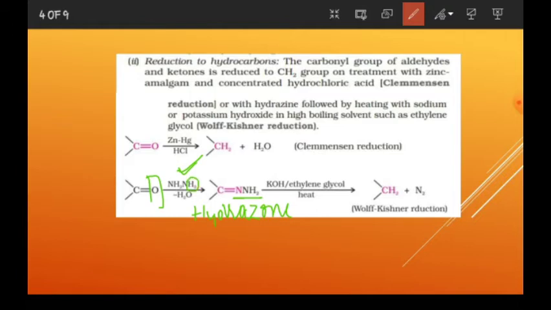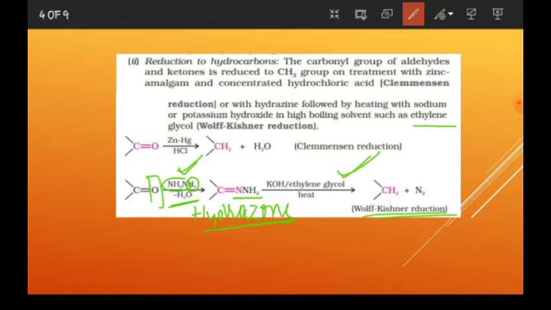Here you will remove H2NO in the form of H2O, and you will attach this whole group here, NNH2, and this is known as hydrazone. And then what you will do? After this, we will heat with sodium or potassium hydroxide in high boiling solvents such as ethylene glycol, then we will get the hydrocarbon.